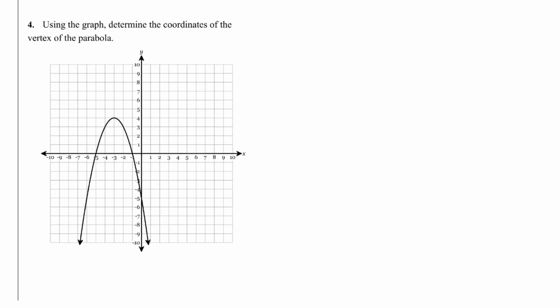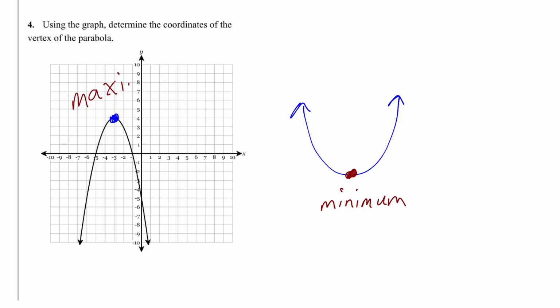The coordinates of the vertex. It's either going to be the top or the bottom point. So if my parabola looked like this, then it would be here, and it would be the minimum. Or here, this is the maximum. Those are the two possibilities. The coordinates here are (-3, 4).